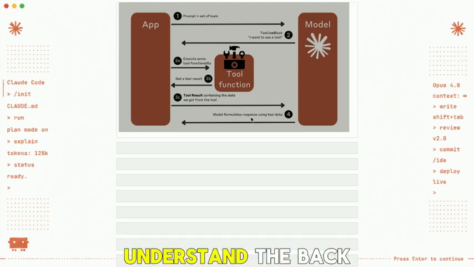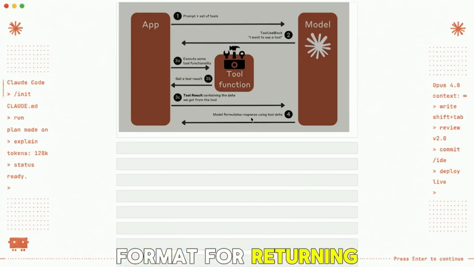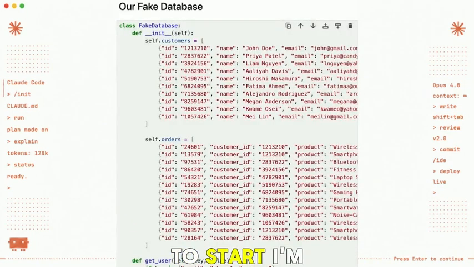And then third, you have to understand the back and forth flow and the proper format for returning a tool result to the model. To start, I'm going to show you a fake database class that we'll be using in place of a real database, just to keep things simple.